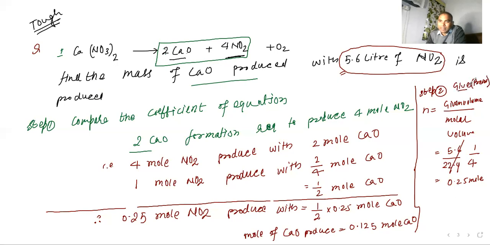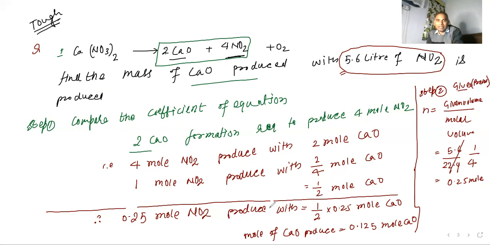Okay, this is the given one, and this is what we calculated from the equation. All these things compare the coefficients of the equation. That is what they call proportion, stoichiometry. The equation is telling what proportion it is going to form. And how much amount is given to you, that amount we have to compare to see what proportion it is going to form.